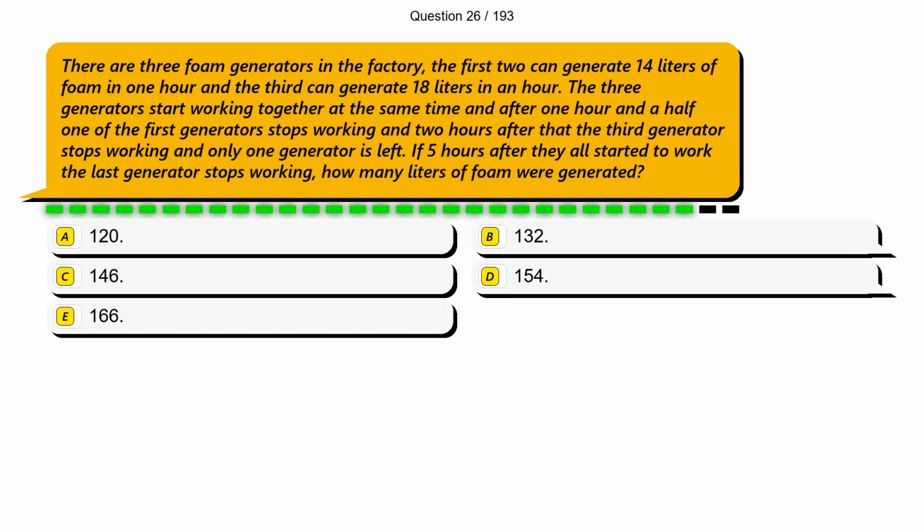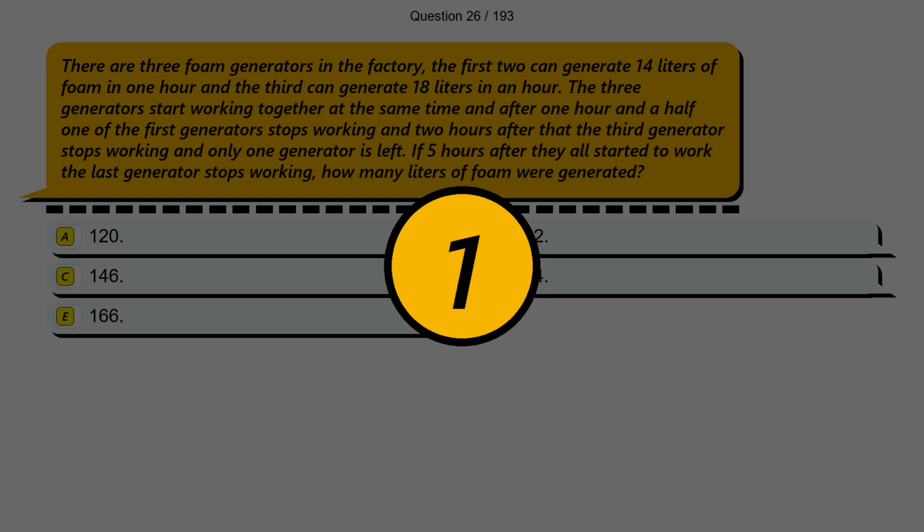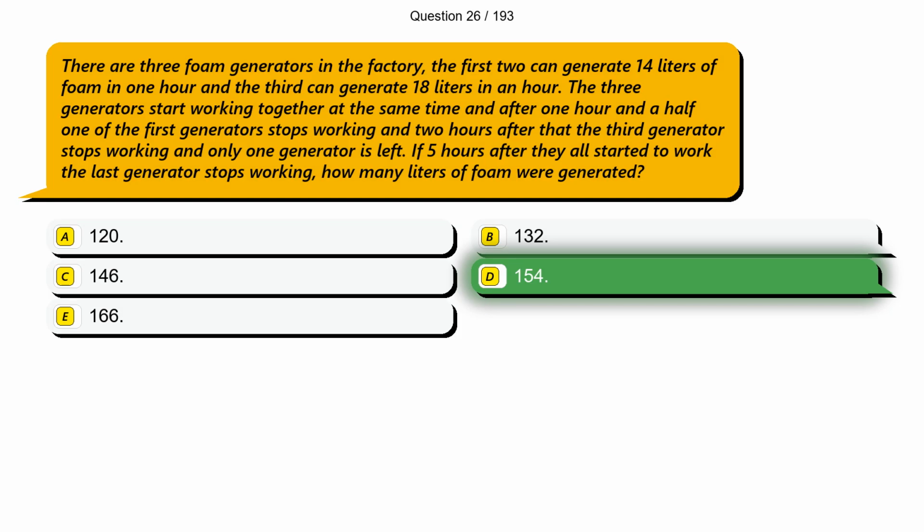Question 26. There are 3 foam generators in the factory. The first 2 can generate 14 liters of foam in 1 hour and the third can generate 18 liters in an hour. The 3 generators start working together at the same time and after 1 hour and a half one of the first generators stops working and 2 hours after that the third generator stops working and only one generator is left. If 5 hours after they all started to work the last generator stops working, how many liters of foam were generated? Option A, 120. Option B, 132. Option C, 146. Option D, 154. Option E, 166. The correct answer is option D, 154.